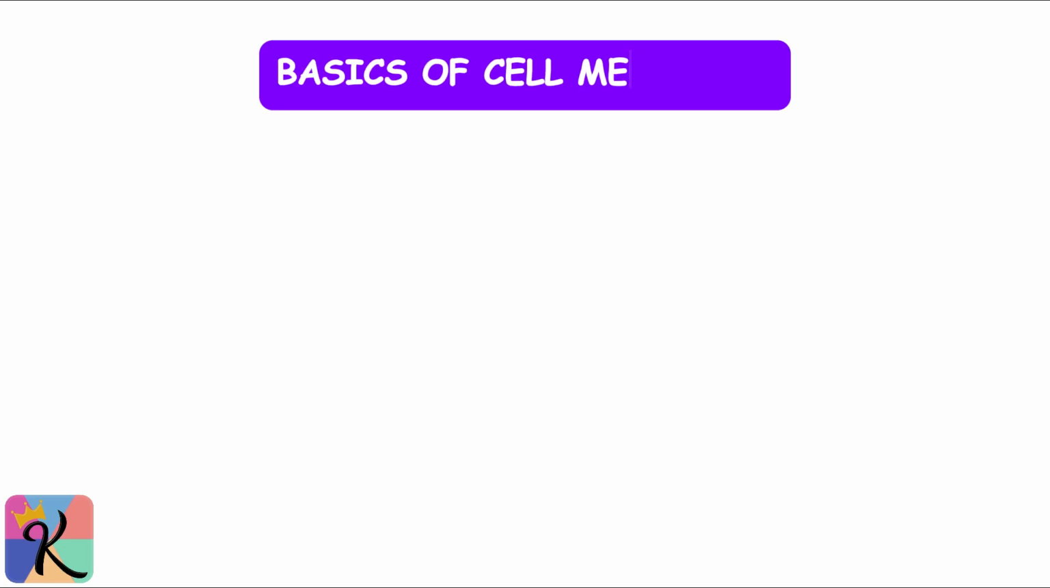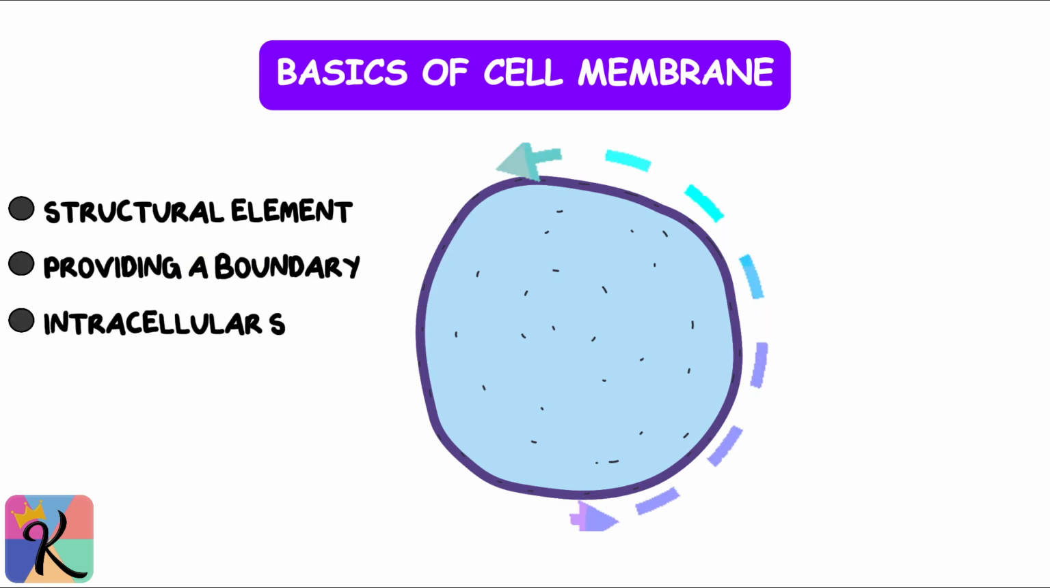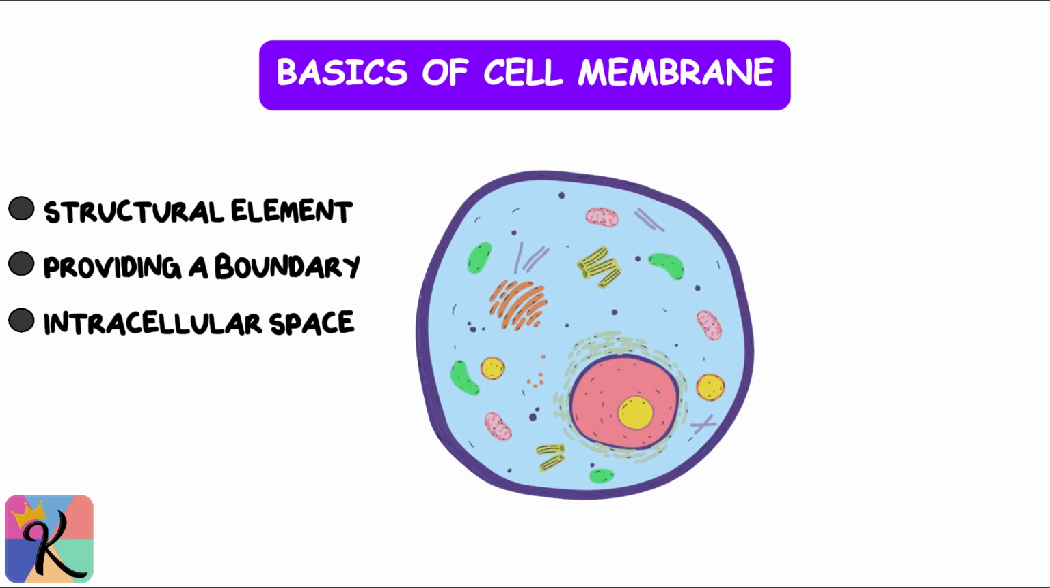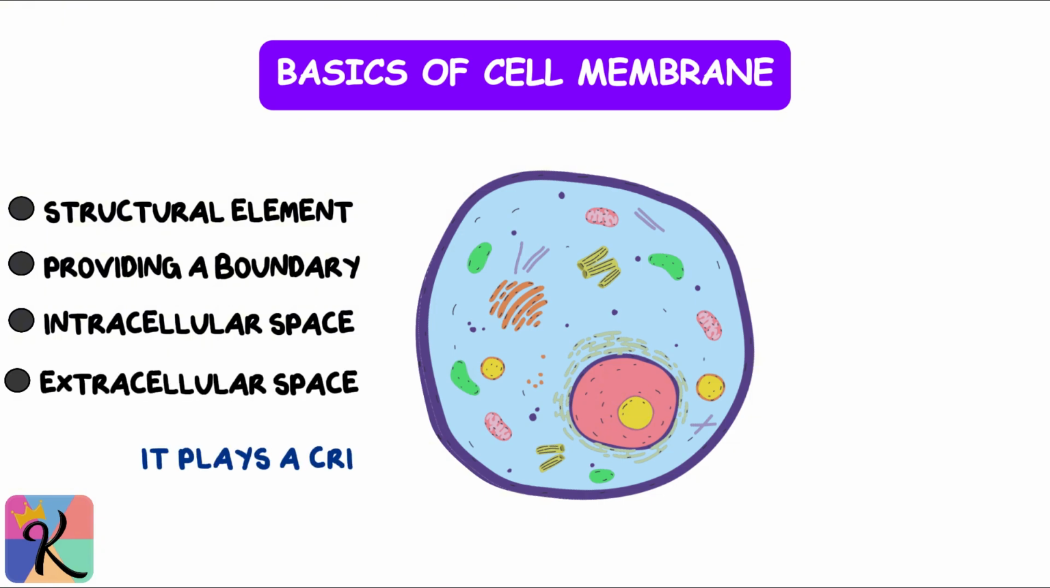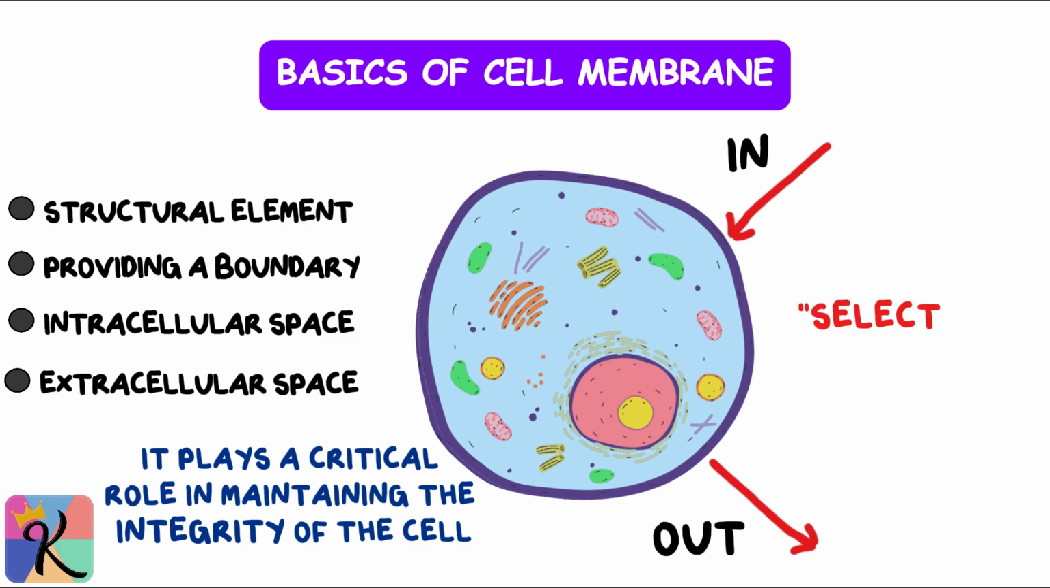Let's start with the basics. The cell membrane is an essential structural element of every cell, providing a boundary between the intracellular space, that's the inside of the cell, and the extracellular space, or the outside world. It plays a critical role in maintaining the integrity of the cell, and it selectively regulates what comes in and out. This is known as selective permeability.